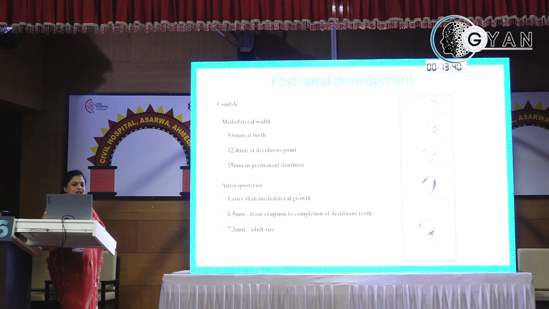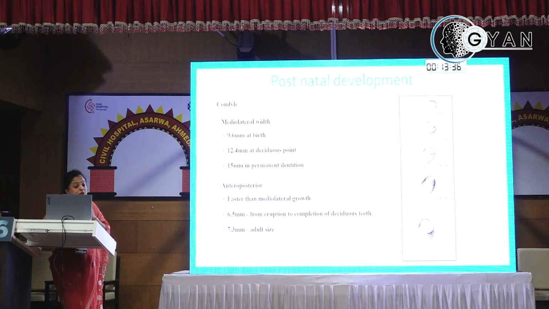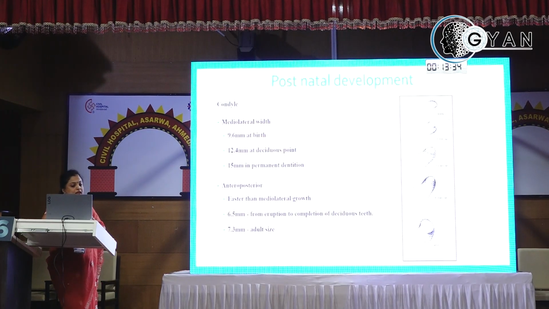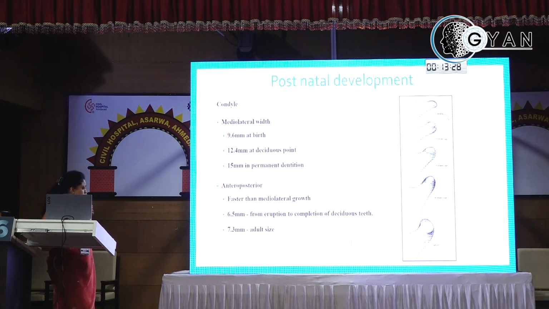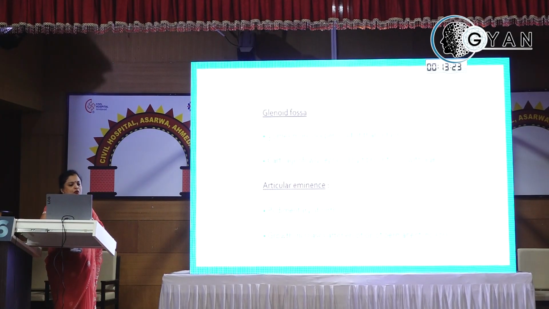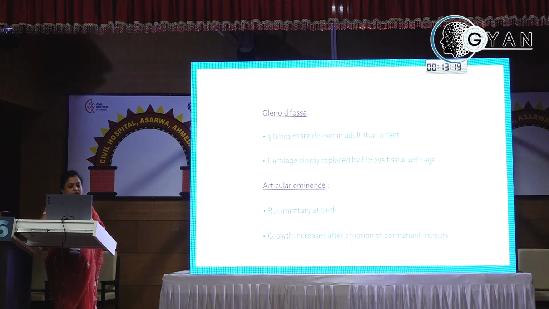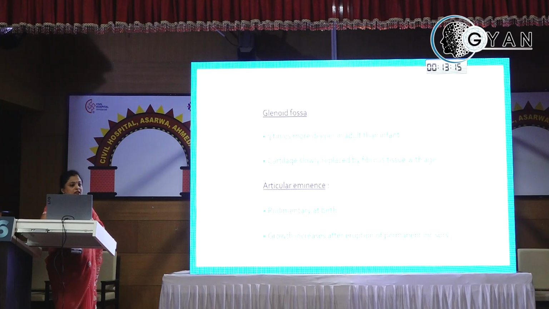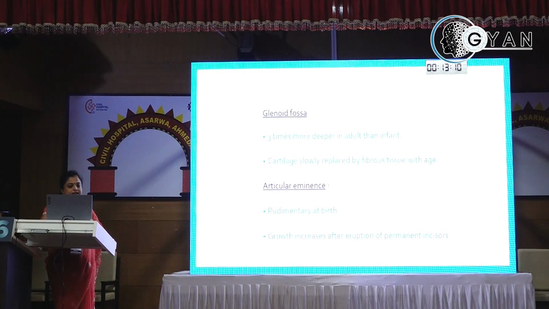During the postnatal development, there is a difference in the condylar width from 9.6 mm at birth to 15 mm in permanent dentition. Anterior-posteriorly, it's about 6.5 mm from eruption to completion of deciduous teeth, and 7.3 mm in adult size. The glenoid fossa also becomes 3 times deeper in the adult than in the infant, and cartilage is slowly replaced by fibrous tissue with age. Although the articular eminence is rudimentary at birth, growth increases after eruption of the permanent incisors.